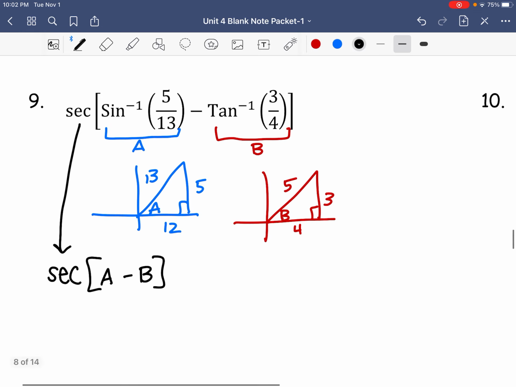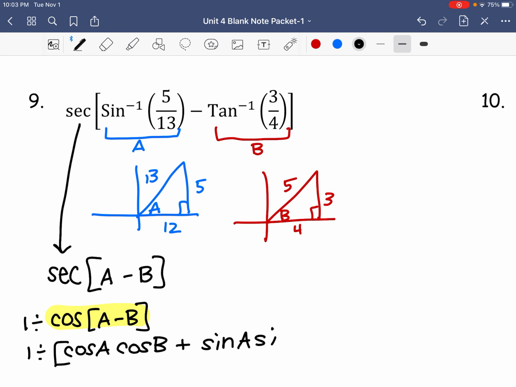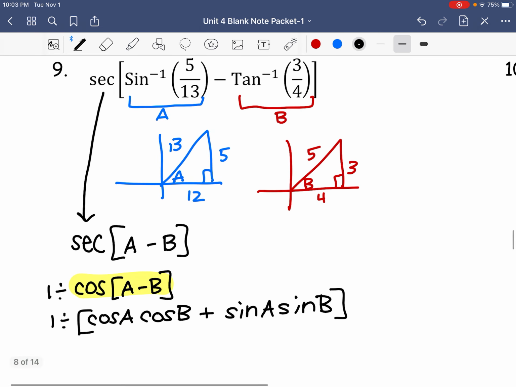Now we don't have a secant formula, but secant is the same thing as 1 divided by the cosine. So if I write it like this, we do have a formula for the cosine of A minus B. So keep your work nice and neat. I'm going to expand out the cosine into cosine, cosine. Switch it over to plus, sine, sine. Please keep a bracket around all this stuff because it is 1 divided by all this stuff.